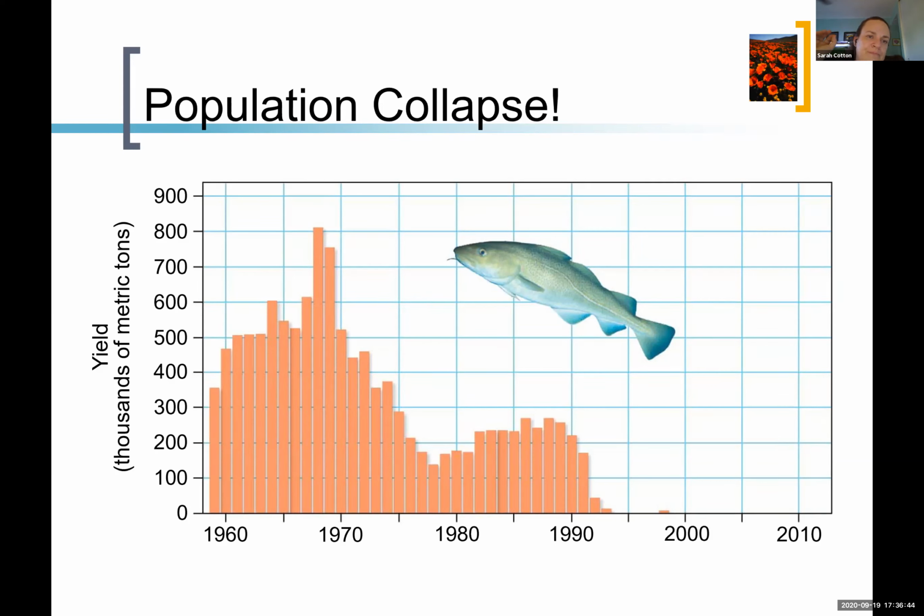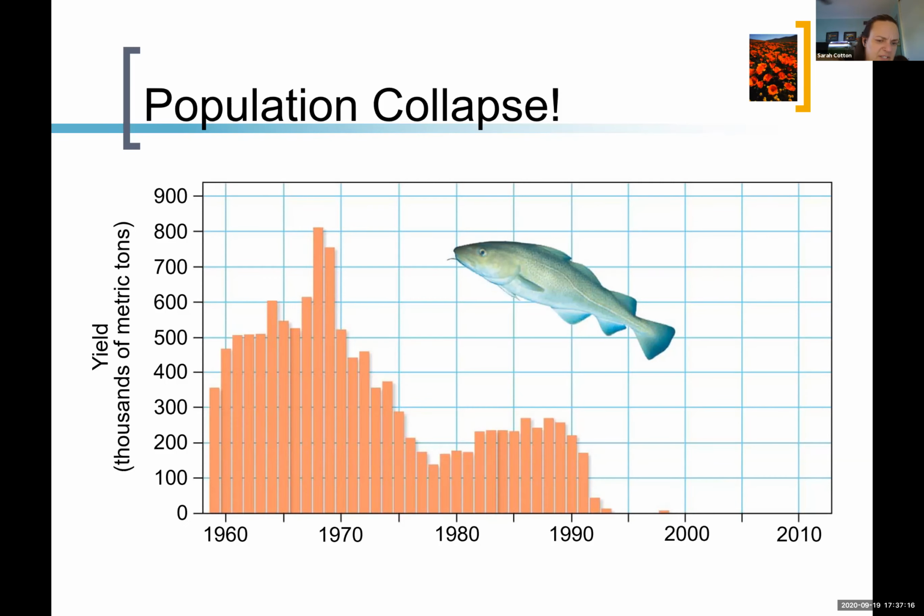And what we're looking at here is, instead of population, we're looking at yield. So we're looking at how many fish in metric tons fishermen are able to catch in these different years of this particular type of cod in this particular place. Right. And so, okay, in the 60s, right, they're catching 500,000 metric tons. All right.